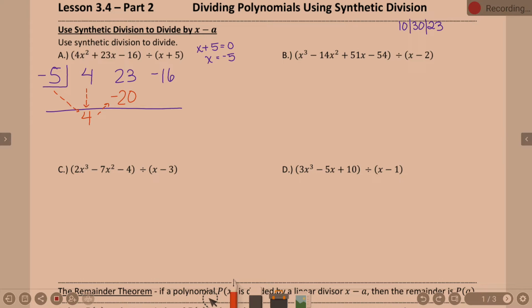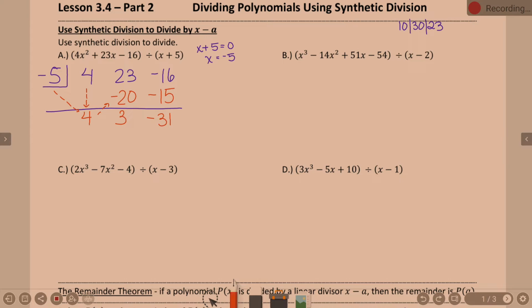And then we add. After you multiply, you add. What is 23 plus negative 20? 3. Repeat the process. Multiply, add, multiply, add. So now, we always go back and use, in this case, our negative 5. This time we're multiplying negative 5 by 3. Negative 5 times 3 is negative 15. The negative 15 is going to bounce up and go under the negative 16. Okay, so negative 15 goes under the negative 16. And then we add, sorry, what is negative 16 plus negative 15? Negative 31, yes? And you have your answer there.